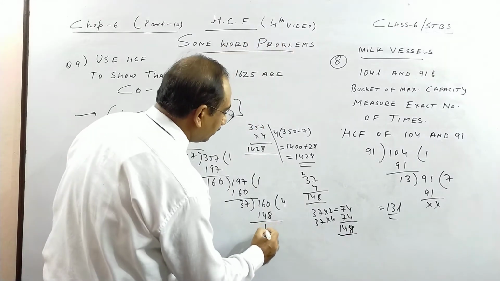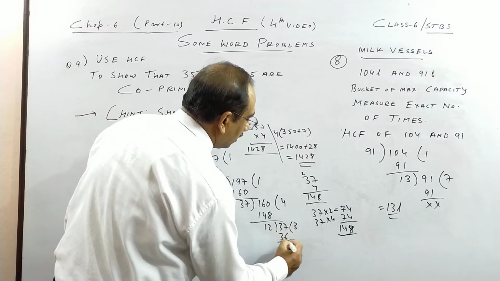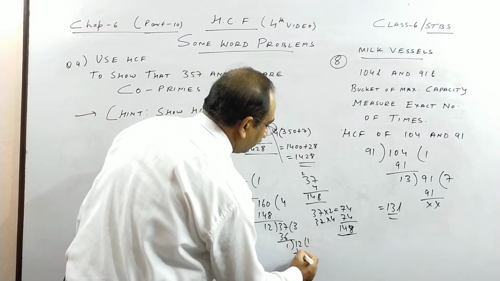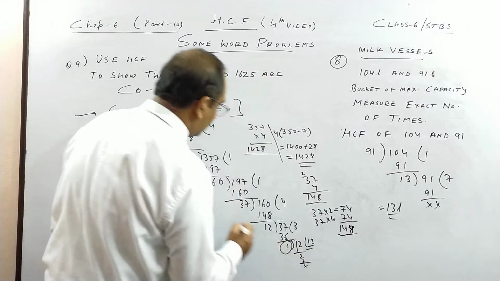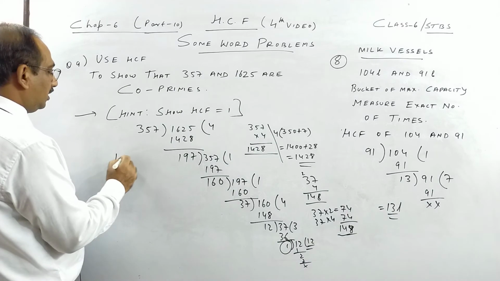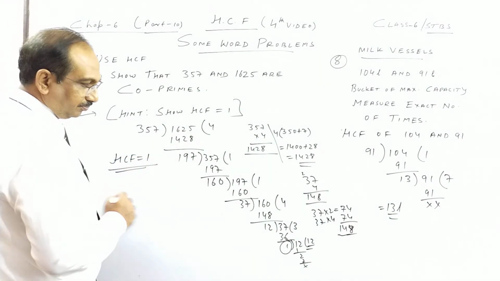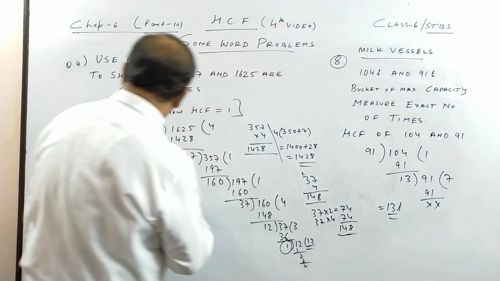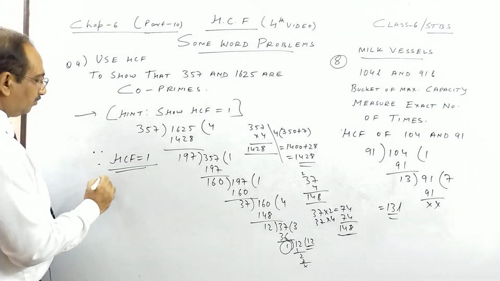Now this will give you 12, 37 3s are 36, 1 12. Okay, it will go 12 times. So you see HCF is 1. Therefore, since HCF is 1, these and these are co-prime.